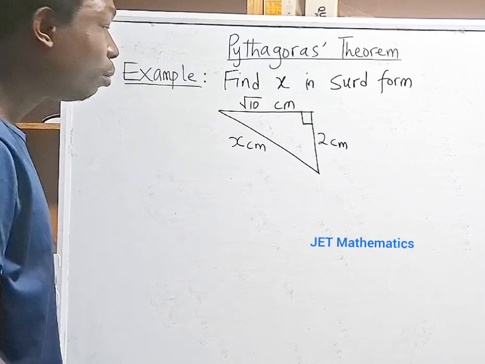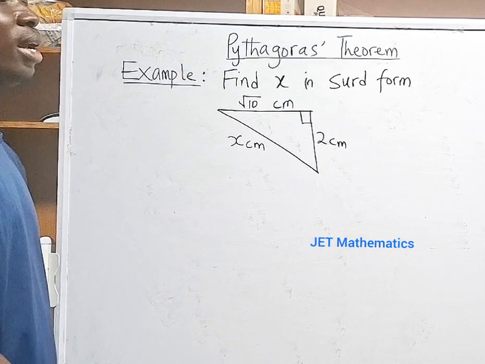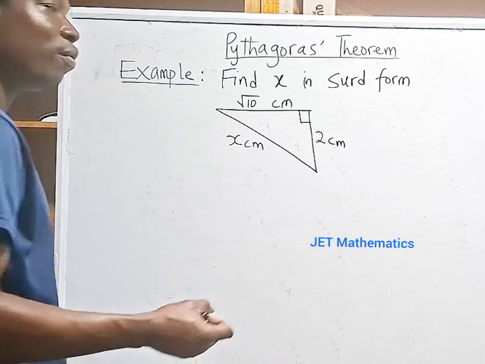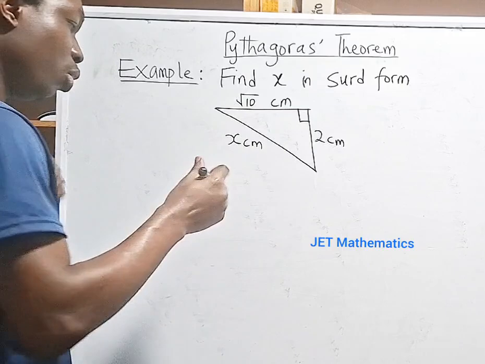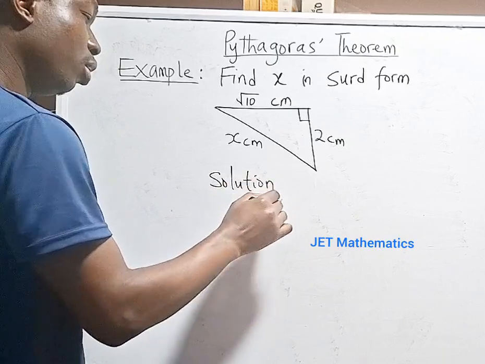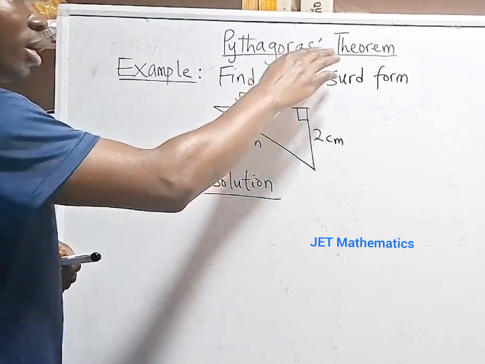Welcome to another class where we'll be calculating for the sides of a right angle triangle and using the Pythagoras theorem. Okay, so we have a problem on the board. It says find S in surd form. Remember, you first want to identify this triangle. We know that the triangle is a right angle triangle, so we're going to apply the Pythagoras theorem.